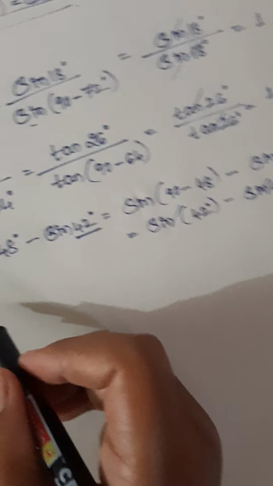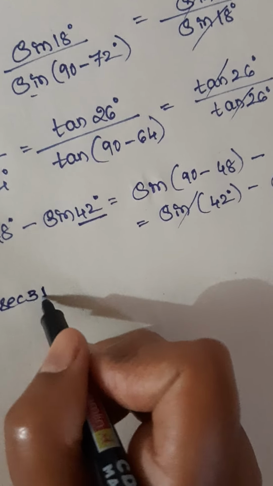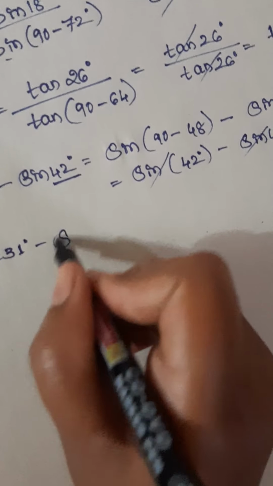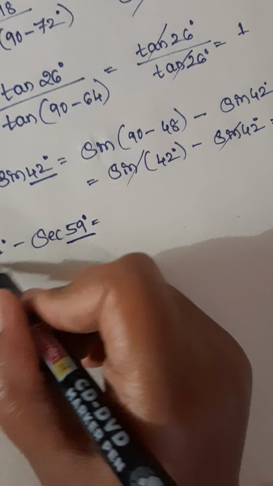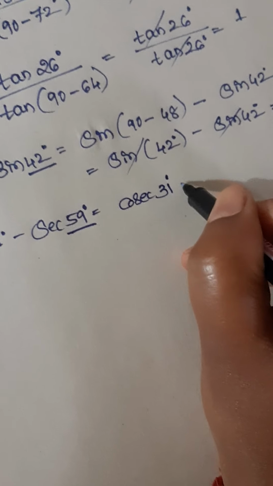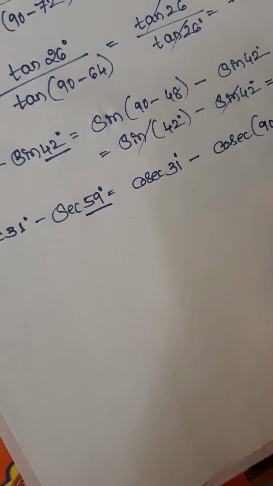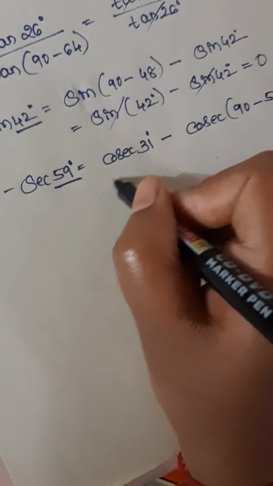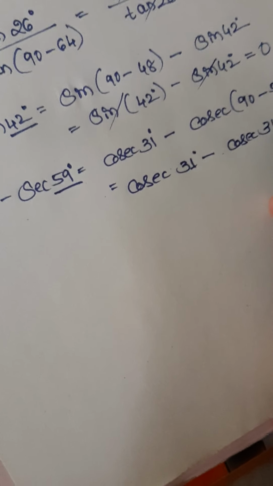Next, let's move to the fourth part, that is cosec 31 minus secant 59. This one we are changing here because this is less than 45. So cosecant 31 minus cosecant 90 minus 59. Cosecant 31 minus cosecant 31, so both are cancelled, is equal to 0.